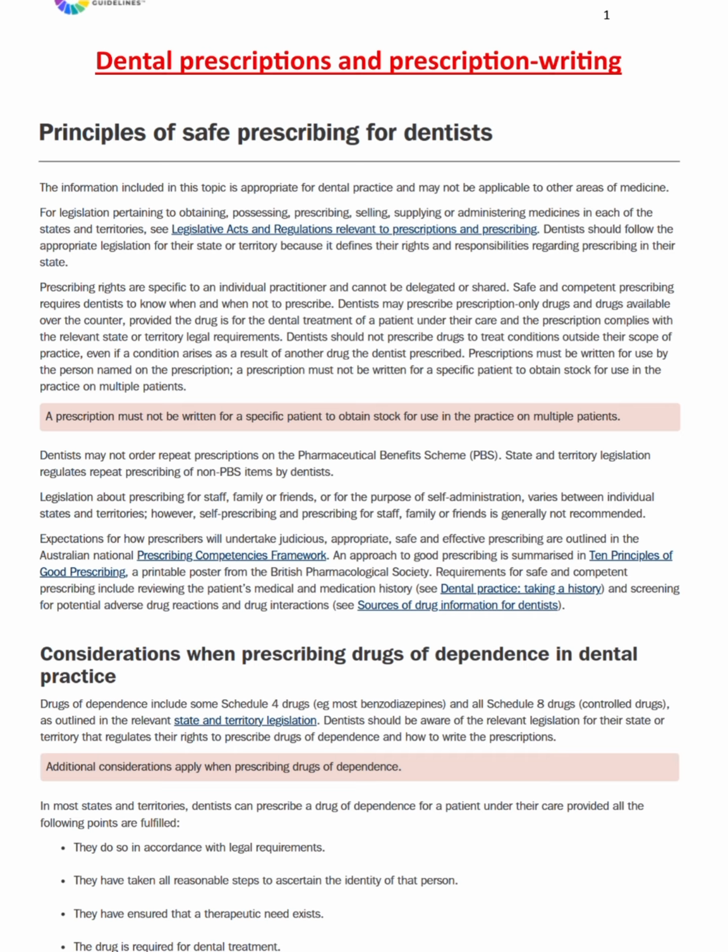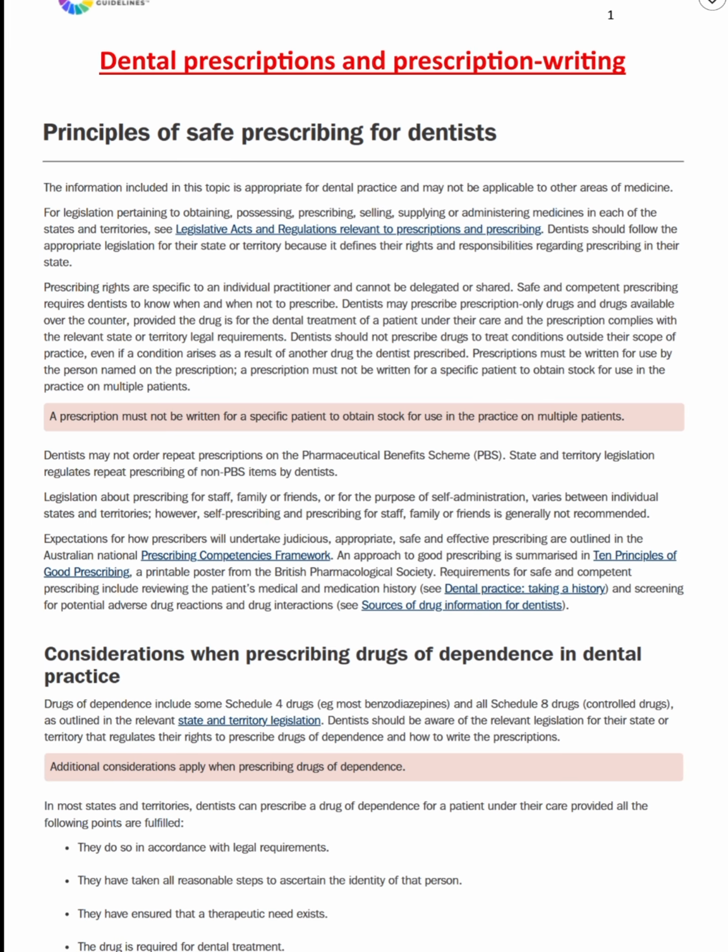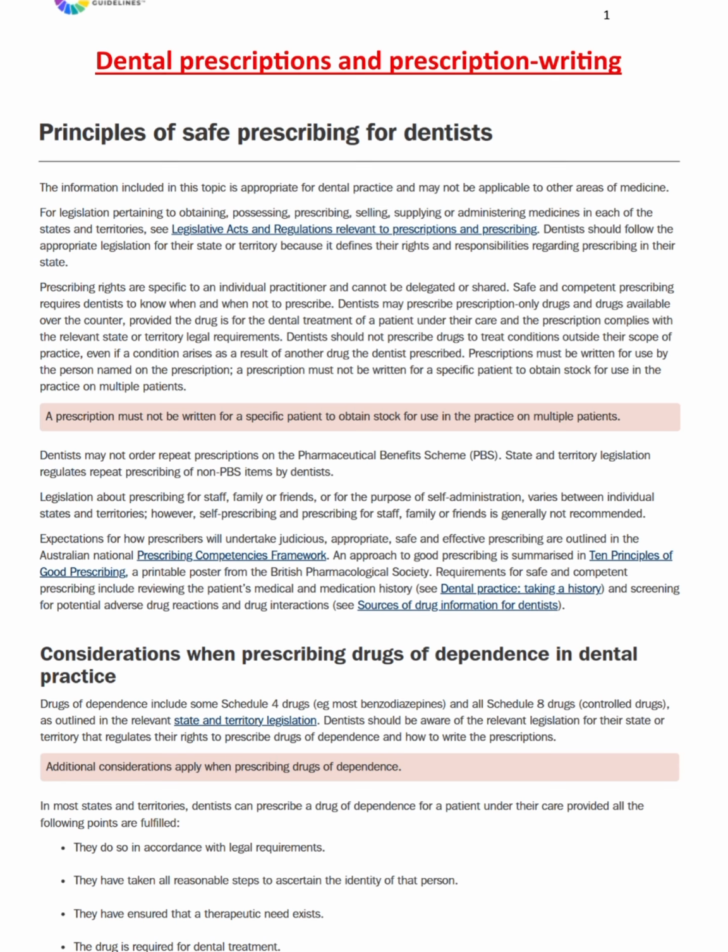Now, legislation about prescribing for staff, family, or friends, or for the purpose of self-administration, varies between individual states and territories. However, self-prescribing and prescribing for staff, family, or friends is generally not recommended. So there is something new I can see from the previous TG to this, that they have now said that it is not recommended. Expectations for how a prescriber will undertake judicious, appropriate, safe, and effective prescribing are outlined in the Australian National Prescribing Competencies Framework.